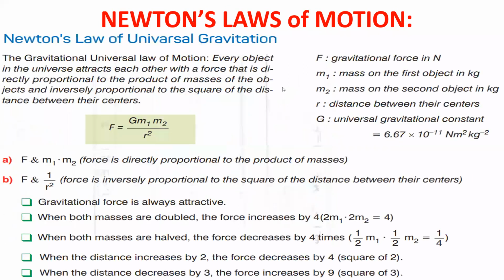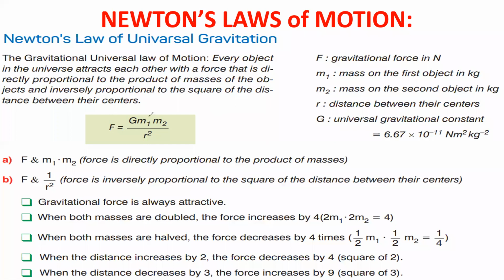And then Newton's law of universal gravitation. So that's another one. Universal gravitation. Every object in the universe attracts each other. So we use this formula: force equal to G times m1 times m2, gravitational force, and then mass of the first object, mass of the second object. But what kind of questions come? Mostly like this. If you double both masses, the force increases by 4. Because if you put 2m for each, 2m1, 2m2, what's going on?